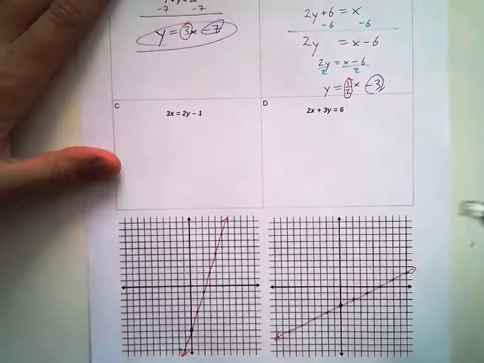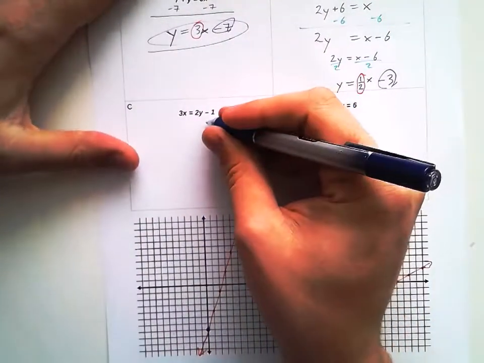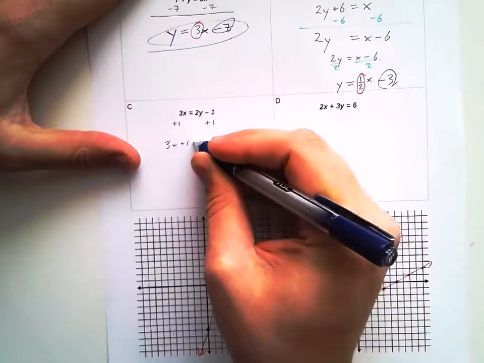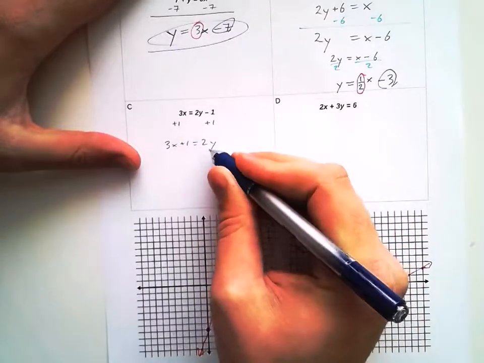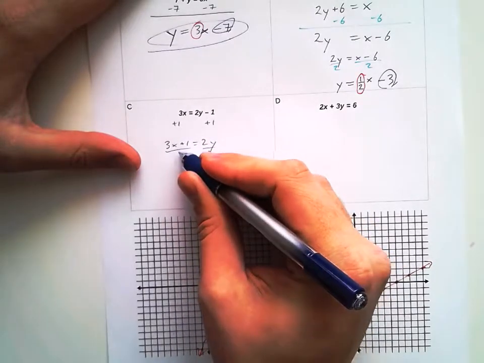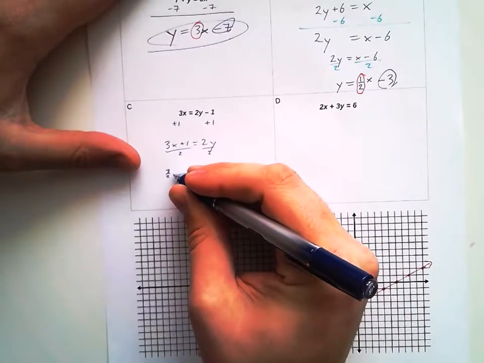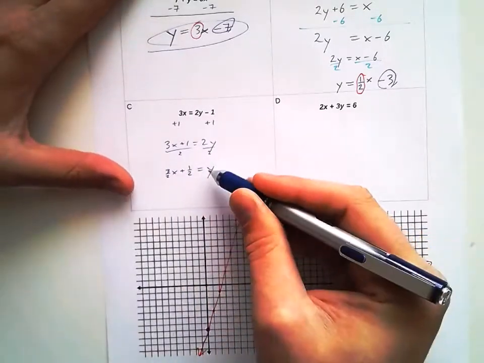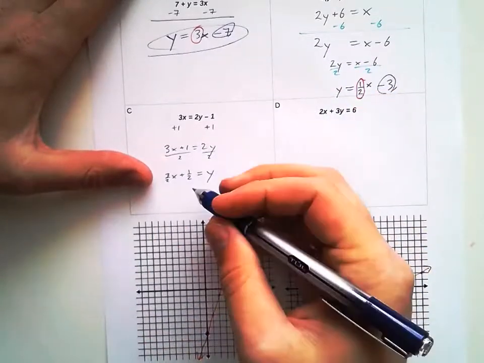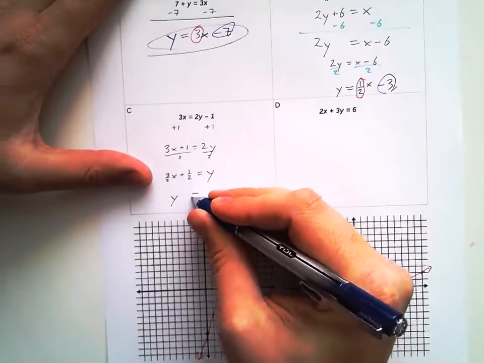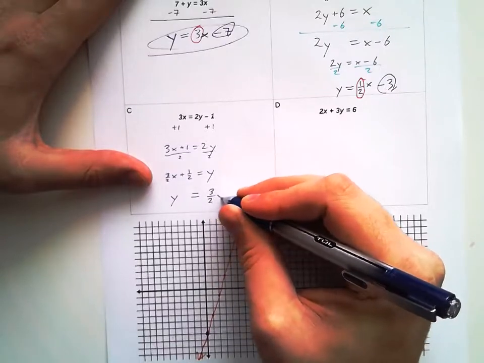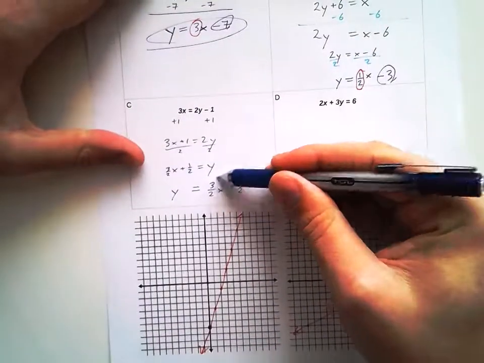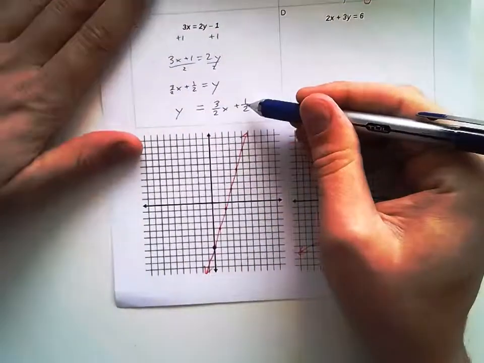Last two examples. I'll just do these really quickly for you. +1, +1. 3x plus 1 equals 2y. Divide both sides by 2. We have 3/2 x plus 1/2 equals y. Or if you want to make it look more like y equals mx plus b, we can switch the sides there. Y equals 3/2 x plus 1/2. So the slope would be 3/2, and the y-intercept would be 1/2.